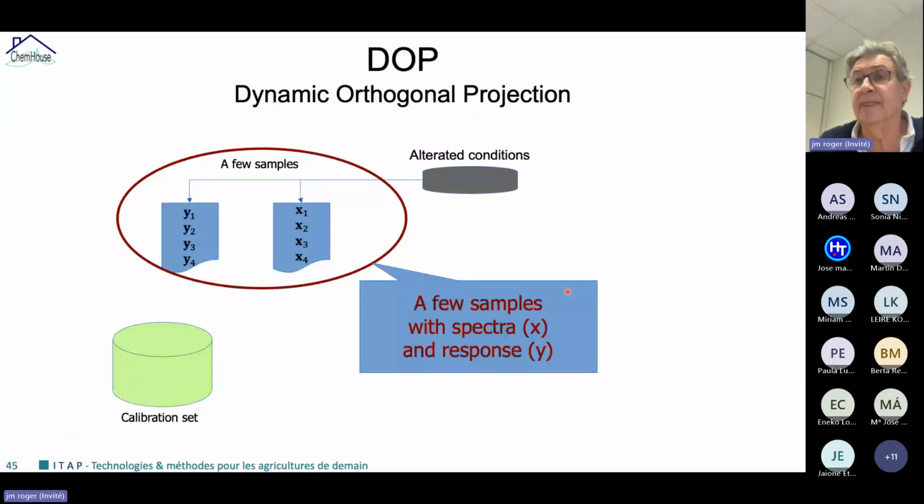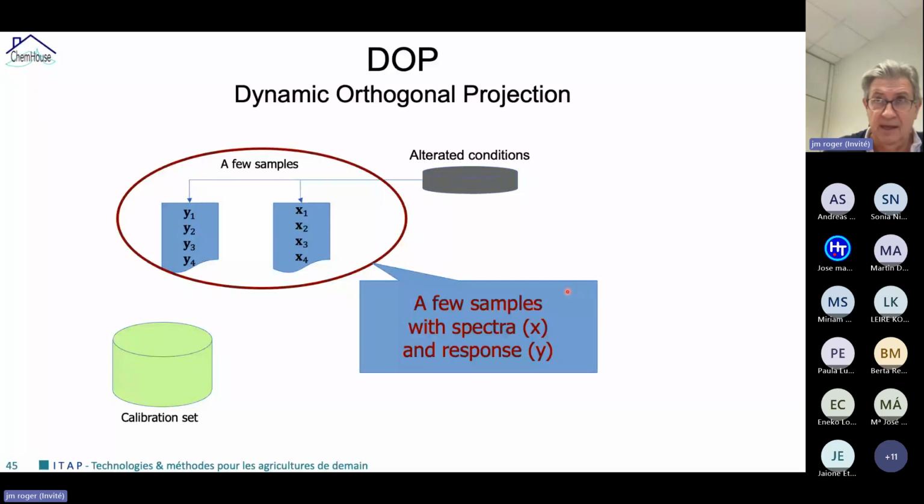It's also the case if you want to apply a model you have calibrated in 2020 and you want to apply it in 2021 on fruits or on grains, and you know that there is a shift in the spectral response between the two seasons.